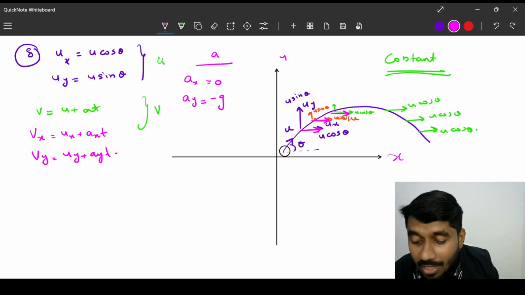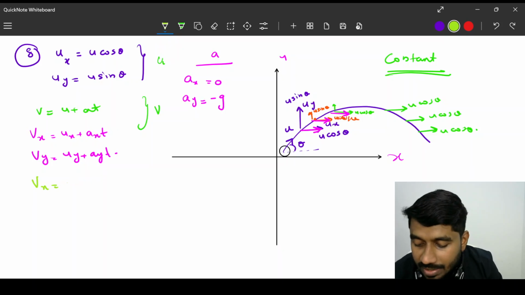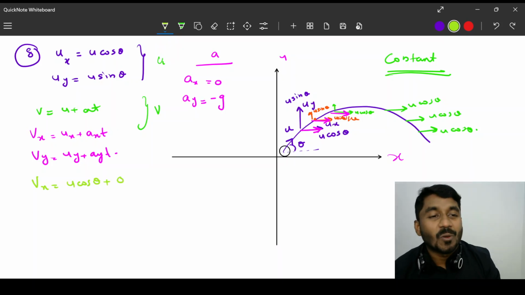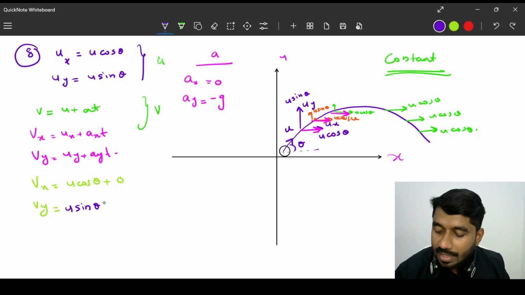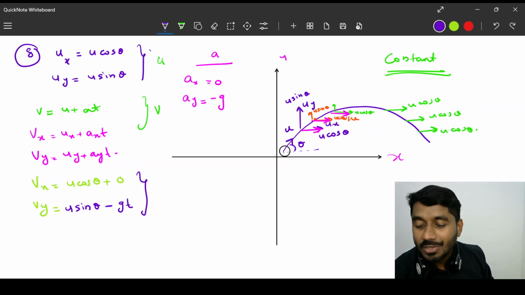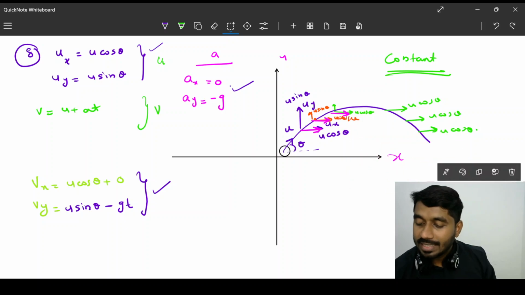Now let's substitute for the vx. What will be the vx here? Vx equal to, what is ux? U cos theta plus, what is ax? 0. Clear? And what is vy here? Vy equal to u sin theta minus ayt. What is ay? g into t. We derived another 2 equations. So how many equations have we derived now? 2, 4 and 6.